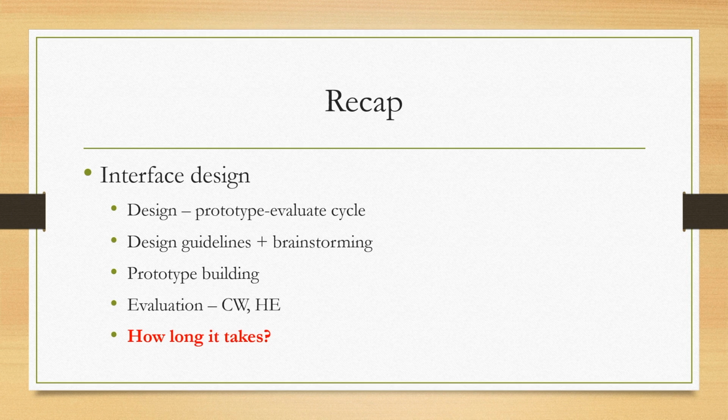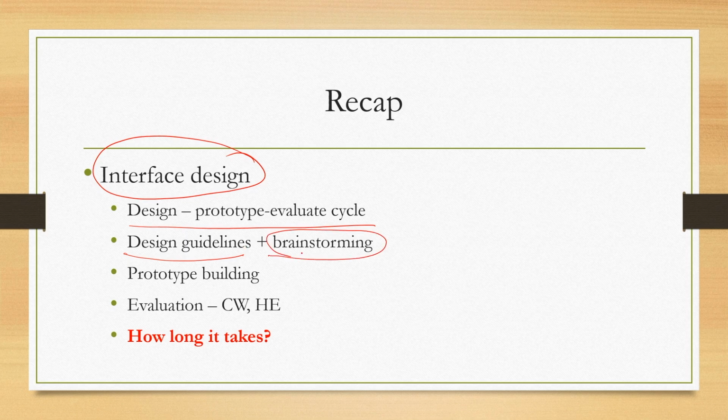Then, once the requirements are gathered, we go to the interface design part, which comprises of design, prototype and evaluate cycle. Now, here in order to come up with a design, we may rely on intuition, or what we can do is start with design guidelines, followed by brainstorming within the team to come up with a suitable design. This is followed by prototype building, followed by quick evaluation using methods such as cognitive walkthrough or heuristic evaluation, and this goes on in cycle.